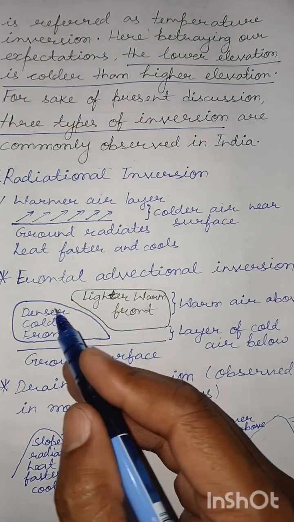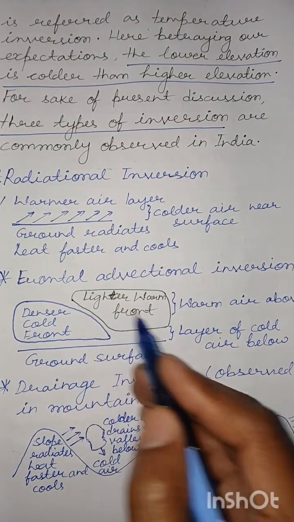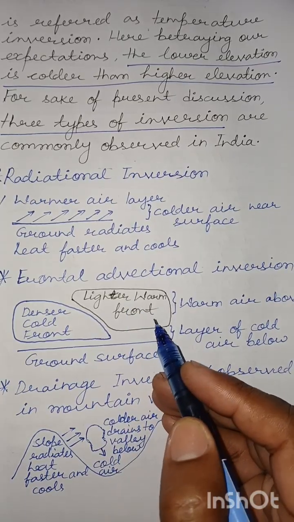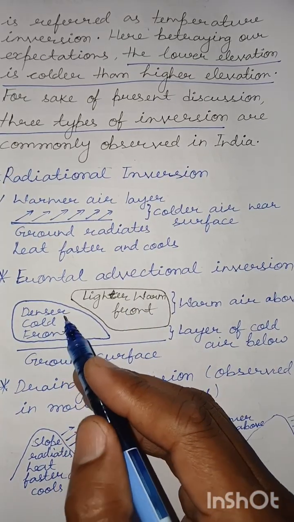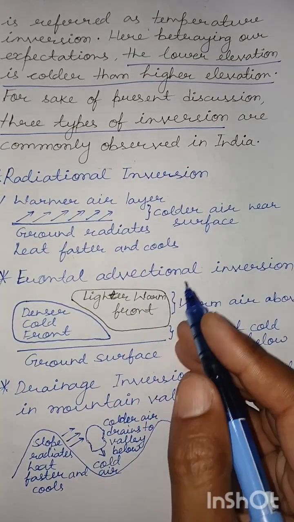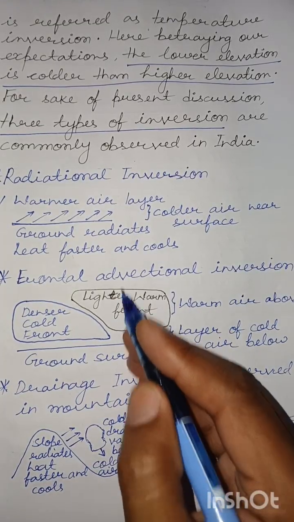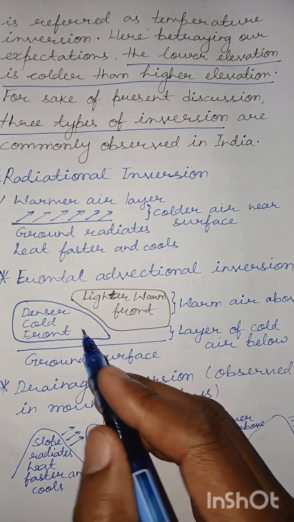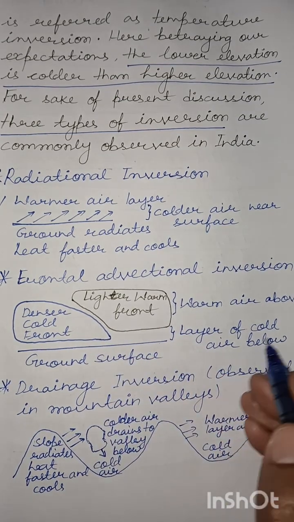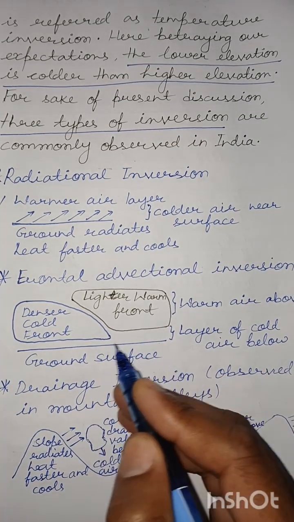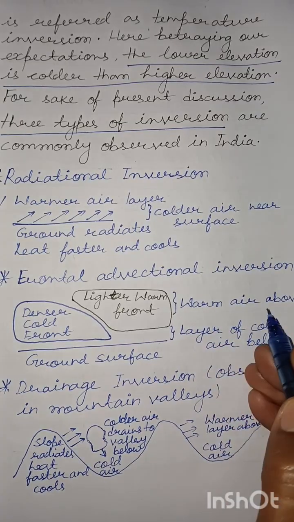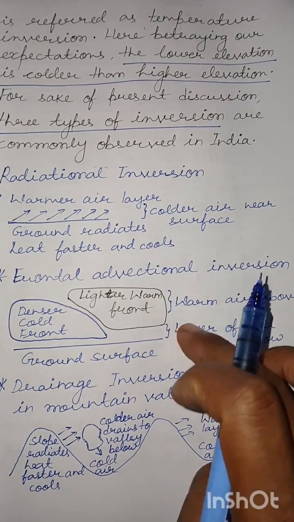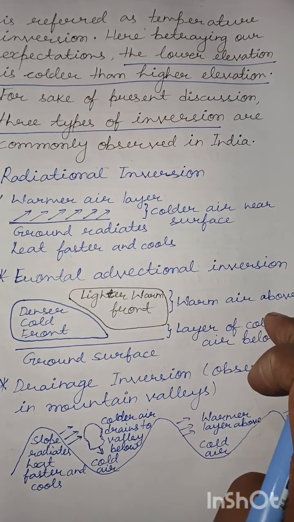During the winters, what happens? A denser cold front invades an area of lighter warm front, and due to it being denser, it displaces it, and the warm front rises above the ground. And what happens? The layer of cold air is near the ground surface, while the warmer air is above. This is what inversion is all about. You can see here too, it is temperature inversion.